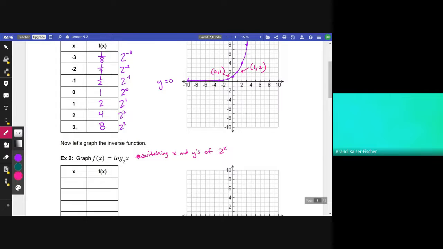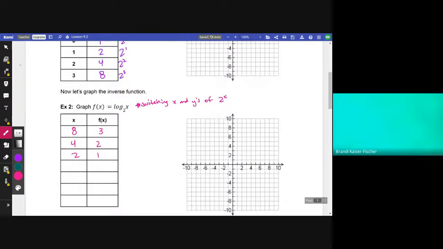For each of these, I'm just going to go through my grid here and flip them around. So 3, 8 becomes 8, 3. 2, 4 becomes 4, 2. 2, 1 would be the next point. 1, 0 would be my next point. And then I start flipping the fractions. So it's 1/2 and 1.